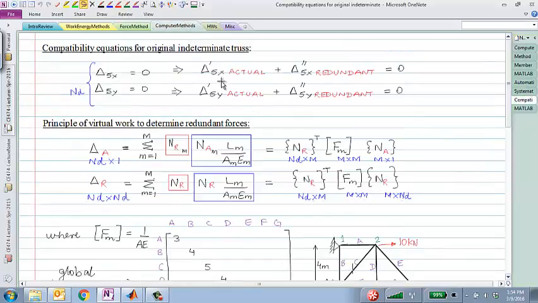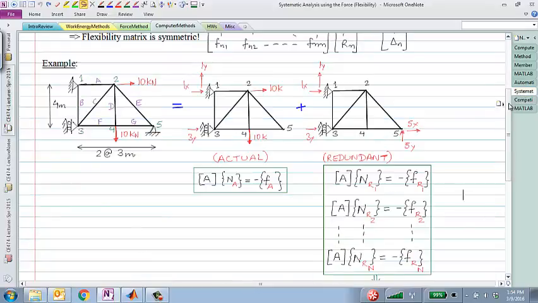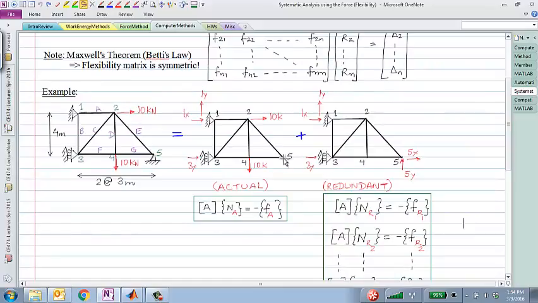To calculate the actual displacements here at 5x and 5y, can anybody tell me how I can do that? I know the internal forces due to the actual loads. I know the internal forces due to the redundant loads. How do I calculate displacement 5x, for example? Ivan?